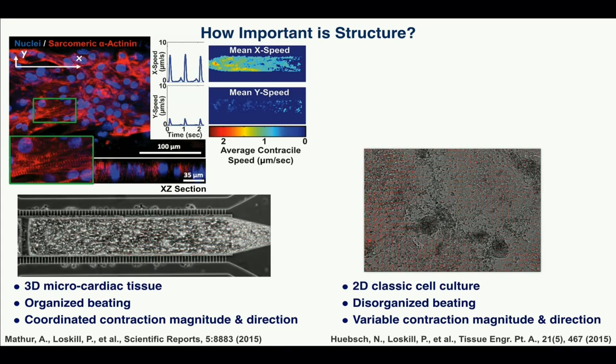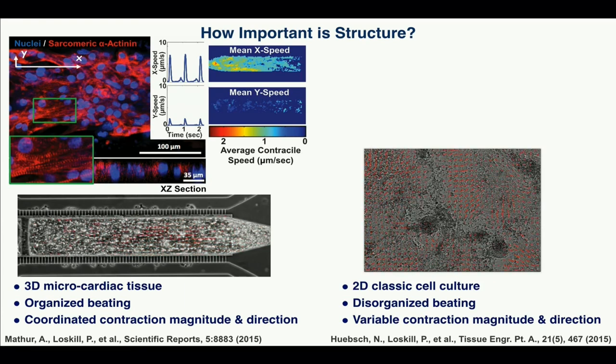We can decouple an X contraction and a Y contraction and then calculate the speed of contraction, and they create heat maps. So you can see most of the contraction is in this direction for this image and basically not in the Y direction for this sample. This one would be contracting in both the X and Y direction. This is what you see in your classic 2D cell culture.